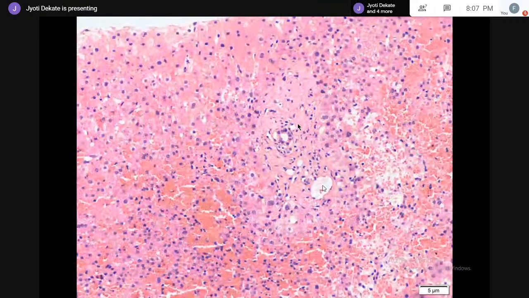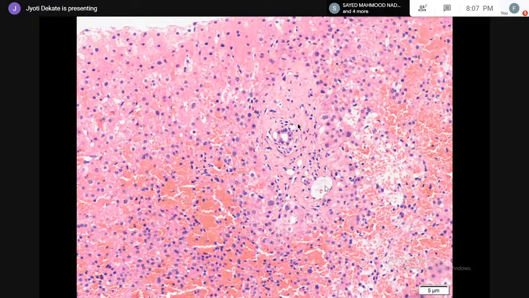This is the portal area which was seen in this case. We can see there is a bile duct. The bile duct looks normal. The portal vein branch here looks attenuated. Normally in the liver biopsy, we expect the caliber of the portal vein to be at least 3 to 5 times the caliber of the bile duct branch. We see here in this biopsy, the lumen of the portal vein is compromised.